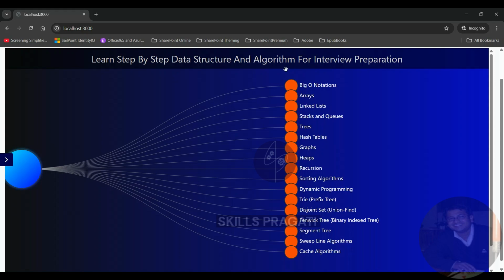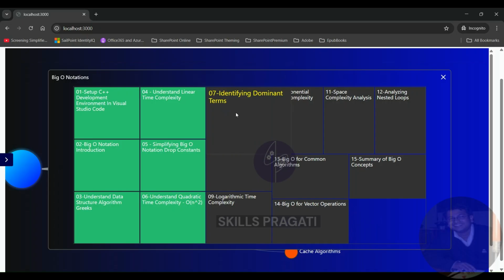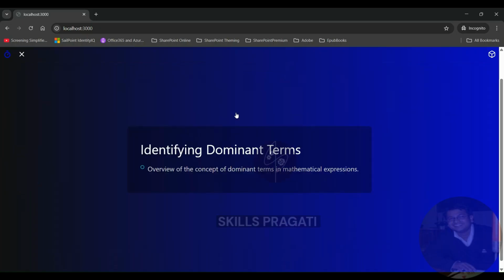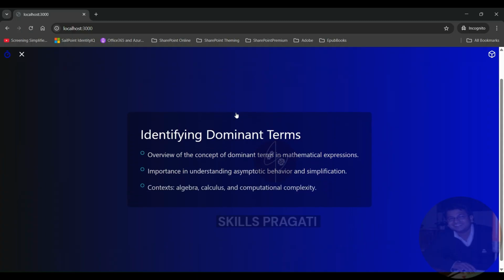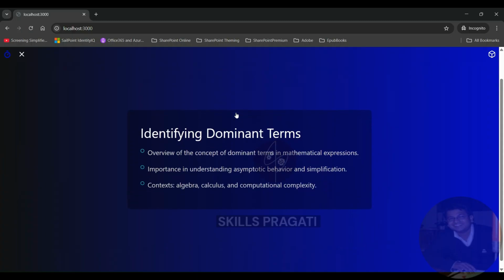Hello everyone, and welcome to our session on identifying dominant terms in Big O Notation. Today, we're going to explore how dominant terms in mathematical expressions determine the growth rates used in Big O analysis. We'll discuss how recognizing these terms is crucial for simplifying complex expressions and for evaluating the efficiency of algorithms. Whether you're working in algebra, calculus, or computer science, understanding how to pinpoint the dominant term is essential for making accurate performance predictions. Let's dive in.